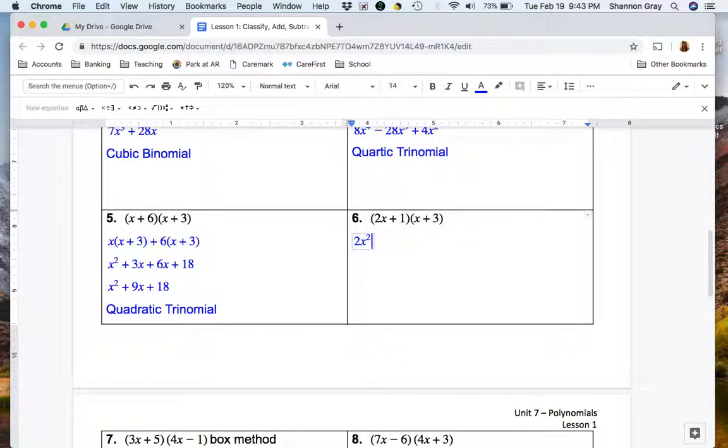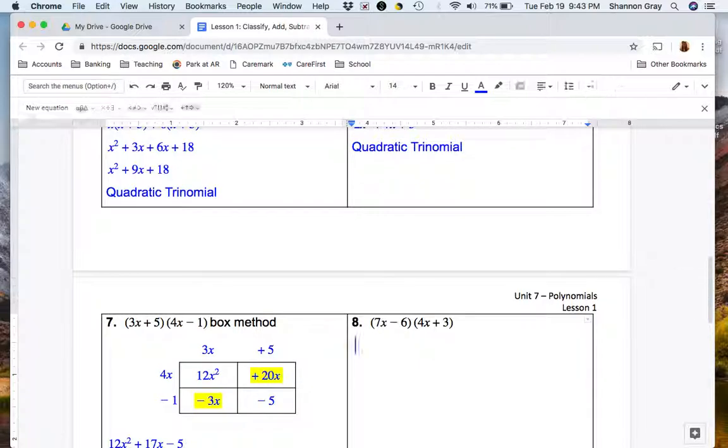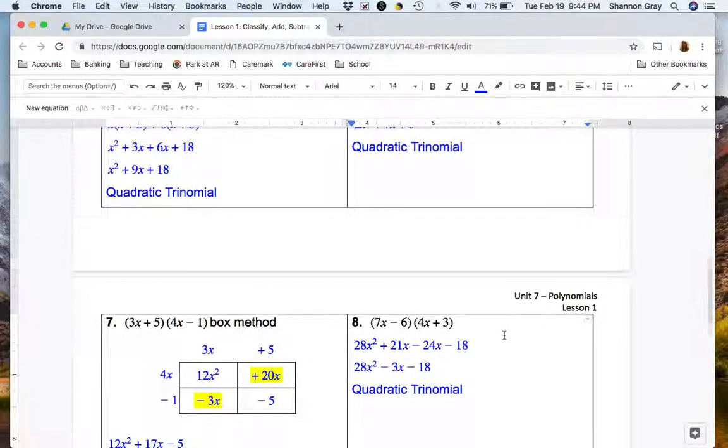So in number 6 we should have gotten 2x squared plus 7x plus 3 after you simplified. And again that's a quadratic trinomial. And then in number 8, I might have to show my work for this one, we should get 28x squared plus 21x minus 24x. It's okay if you had those in a different order. Minus 18. And then when we combine those, we've got 28x squared minus 3x minus 18. And again, that is a quadratic trinomial.